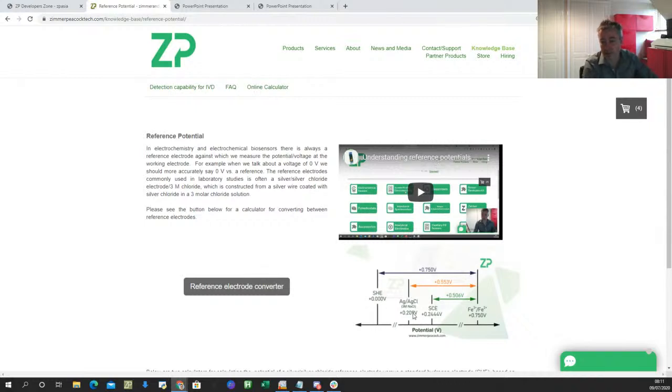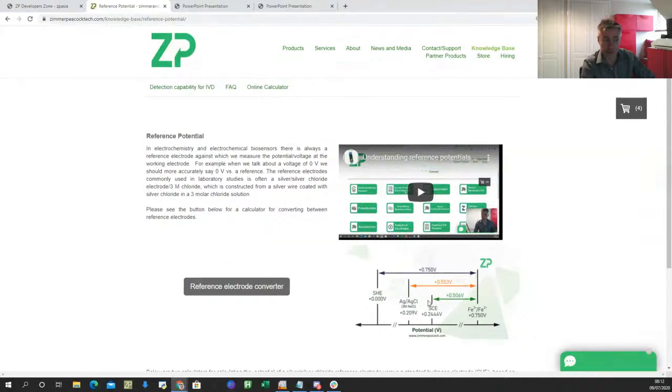What's happening there is he has a reference electrode on that sensor that's silver chloride. So he's applying 650 millivolts relative to silver chloride. But if he had another type of reference electrode, for example, a saturated calomel electrode, that 650 millivolts would not be 650 millivolts. It would be a different type of voltage.